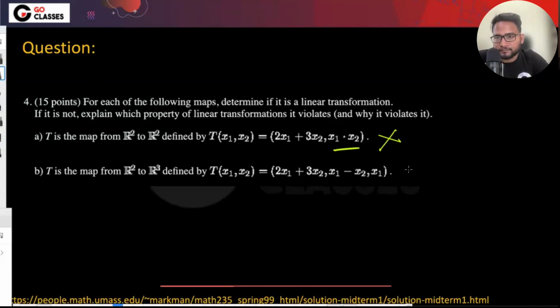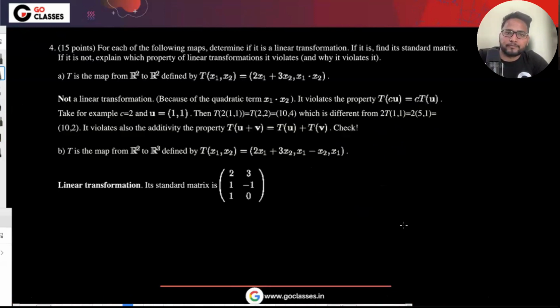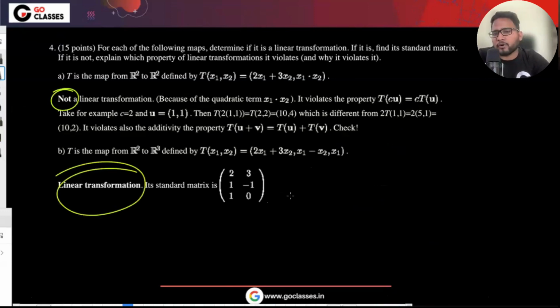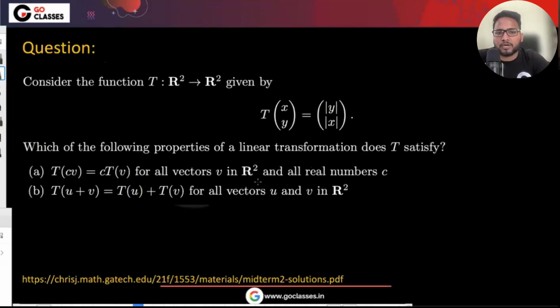What about this? This is a linear transformation, right? This is no, this is yes. Not a linear transformation. This is a linear transformation. Don't worry about these matrices. I will come to that. But yeah, let's just see if you can identify if something is a linear transformation or not. Let's just quickly do one or two more examples.